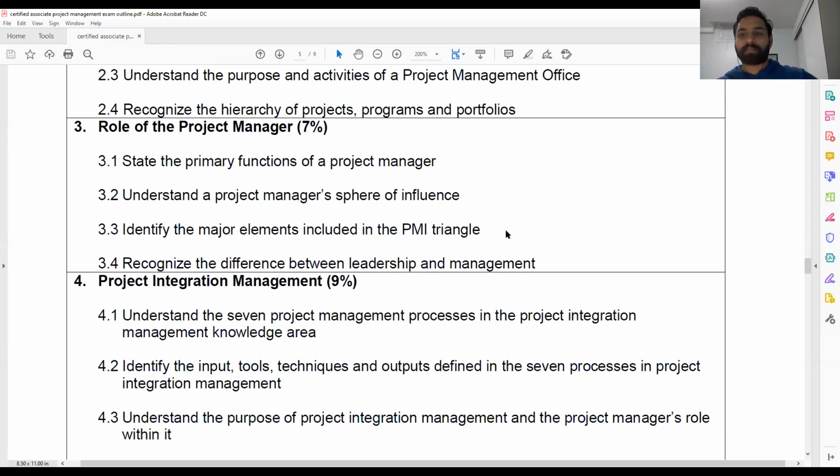Right, and then the PMI triangle is also very important, right? Yes, sir. Leadership, technical aspect, strategic understanding, and management aspect. Right, yes, perfect, good.